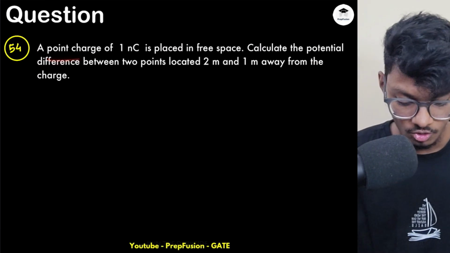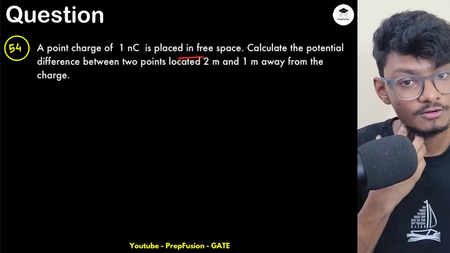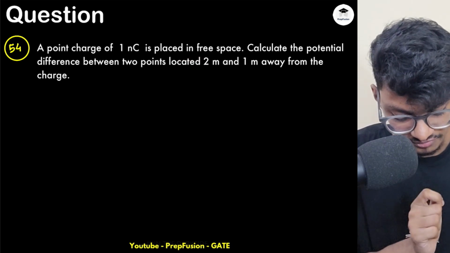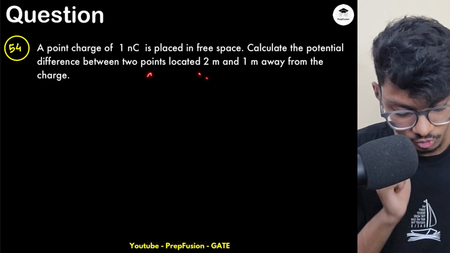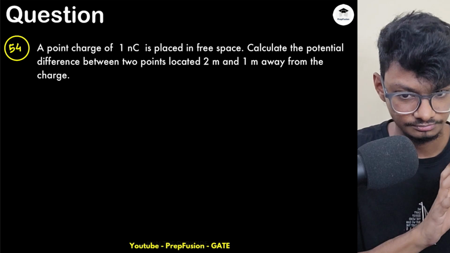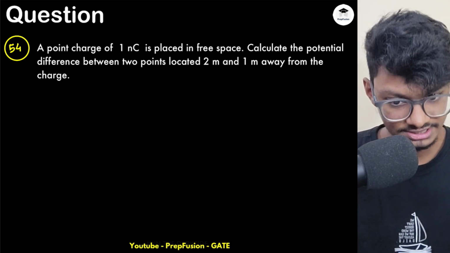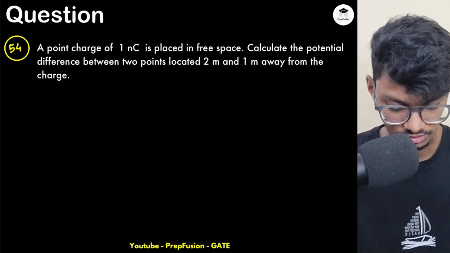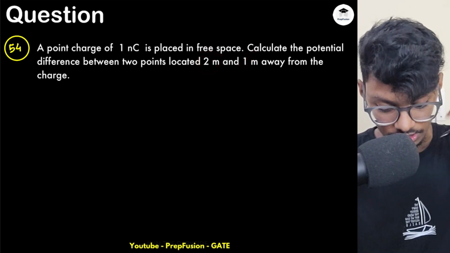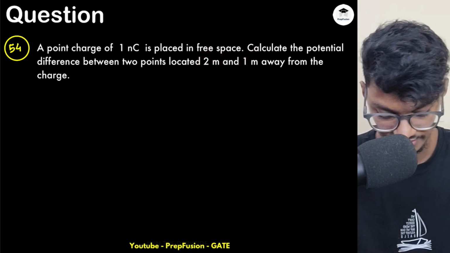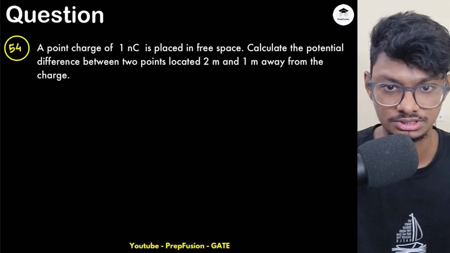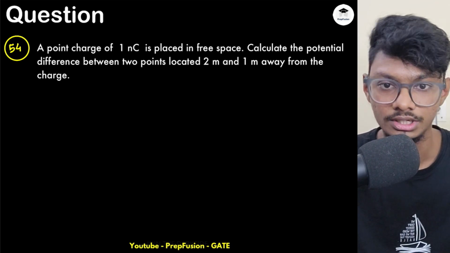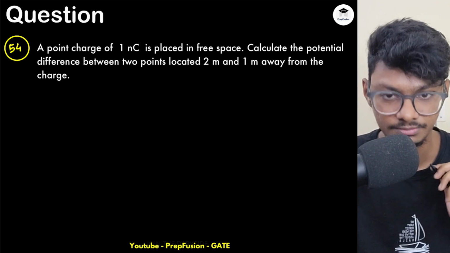A point charge of 1 nanocoulomb is placed in free space. Calculate the potential difference between 2 points located 2 meters and 1 meter away from the charge. So a point charge is located in free space, and we have to find the potential difference between these 2 points. How do I find the potential difference? I will just draw the picture. You don't need to draw it; you can directly solve it with mathematics, but I will draw it.